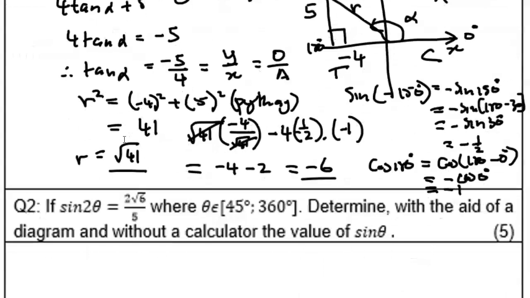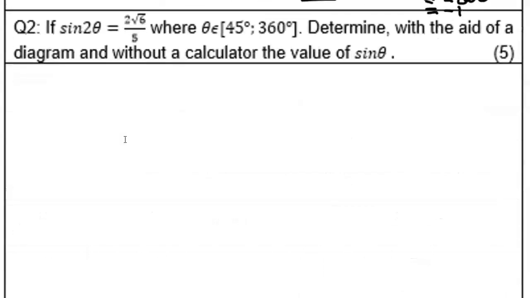Let's look at the second question here that we have, question 2 in this trigonometry spot home test series. And let's look at here. So this is another construction question. And over here you can see we've got sine 2 theta equals 2 root 6 over 5, where theta lies between 45 and 360 degrees. Determine with the aid of a diagram and without using a calculator the value of sine theta. So once again, if you look very carefully, we want to draw our diagram.